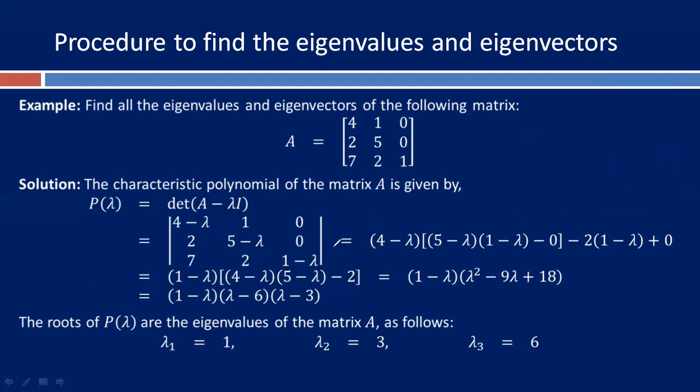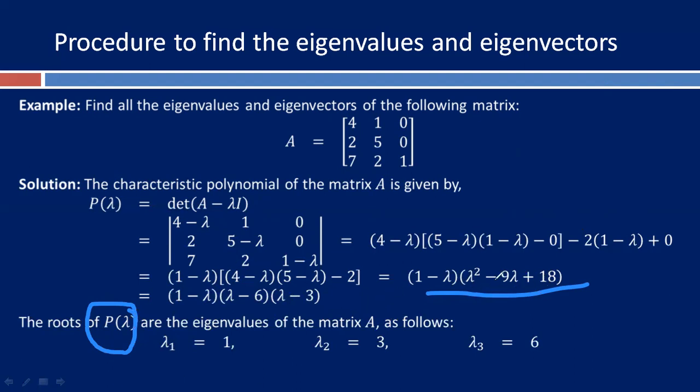From this we calculate the determinant, and now we multiply 4 minus lambda, 5 minus lambda, and 1 minus lambda, and we have the resulting expression. It is simple basic algebraic multiplication, no rocket science used. So 1 minus lambda and lambda square minus 9 lambda plus 18. What is P of lambda? It is the characteristic polynomial equation, and the roots give the eigenvalues of the matrix A.